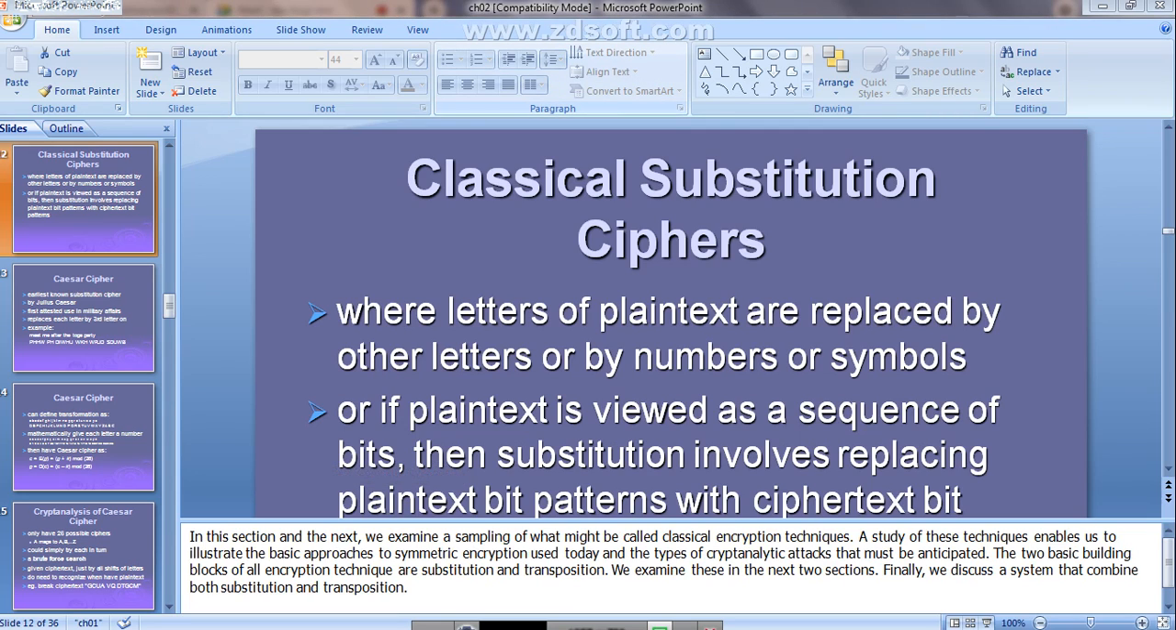Yes, ma'am. Yesterday in class we started with substitution techniques, the different types of substitution techniques. Do you remember? What is the use of substitution technique? What will it do?